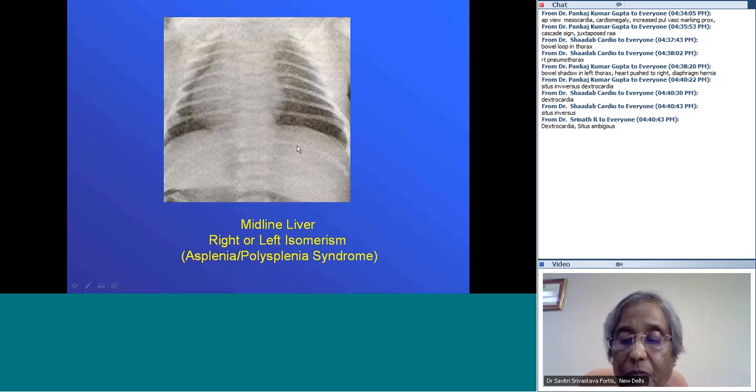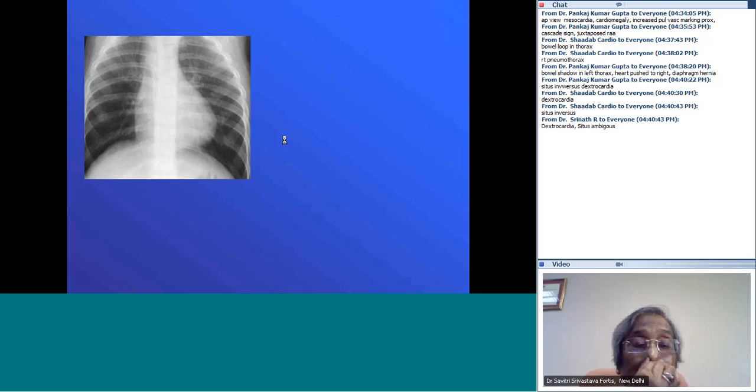And this is a very simple day-to-day X-ray. I think most of you should be able to diagnose it, but I would like you to give the findings and then the diagnosis.